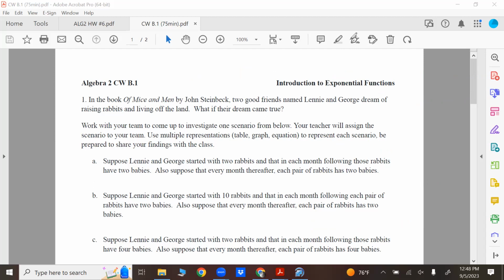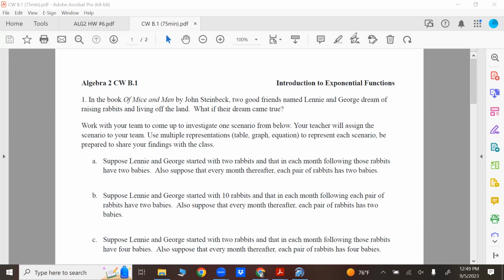And as you can imagine, rabbits reproduce very quickly, right? Like if you go to the farm over here, we constantly have rabbits, right? They have a small gestation rate, so they just reproduce like crazy. Work with your team to investigate one scenario from below. I'm going to work with you guys for the first two, so don't worry about that for now. Your teacher will assign a scenario to your team.